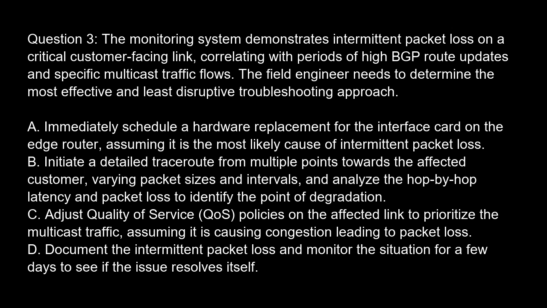Option B. Initiate a detailed traceroute from multiple points towards the affected customer, varying packet sizes and intervals, and analyze the hop-by-hop latency and packet loss to identify the point of degradation. Option C. Adjust quality of service, QoS, policies on the affected link to prioritize the multicast traffic, assuming it is causing congestion leading to packet loss. Option D. Document the intermittent packet loss and monitor the situation for a few days to see if the issue resolves itself.